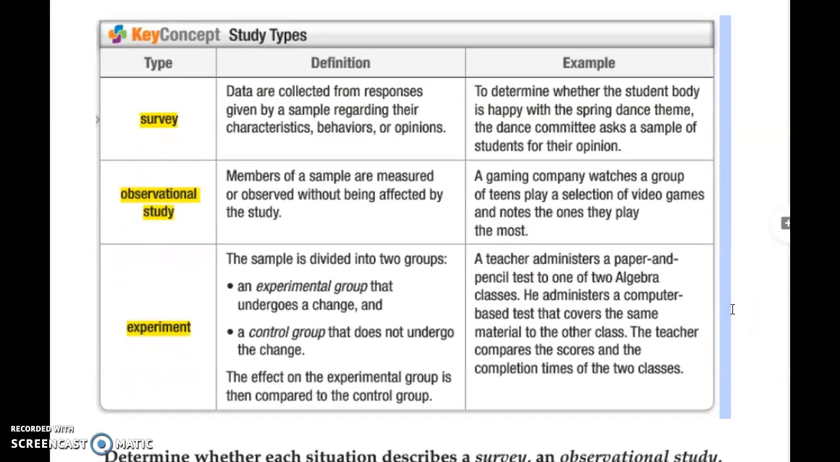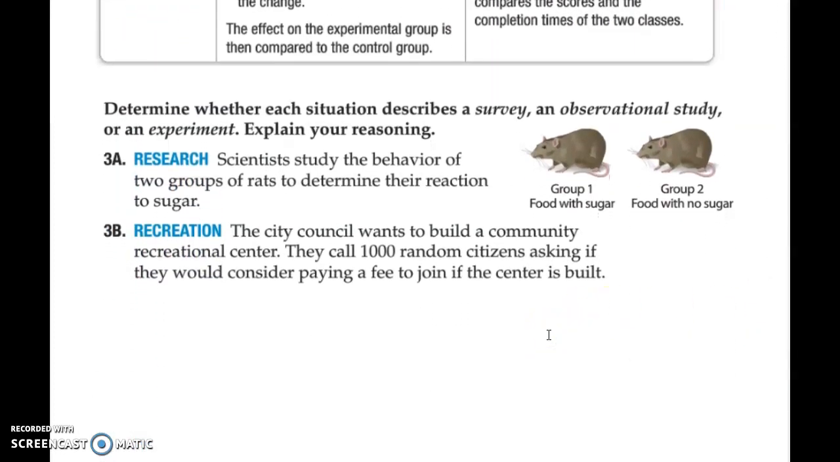Okay, so let's do a couple examples. We have some rats, and scientists study the behavior of two groups of rats to determine their reaction to sugar. One group got food with sugar, the other group got food without sugar. Would this be a survey, observational, or experiment? Well, since I did specifically change that one group got sugar and the other group didn't, this one would be experimental. The city council wants to build a community recreational center. They call 1,000 random citizens asking if they would consider paying a fee to join if the center is built. Survey, observational, or experiment? That one would be survey. There was a direct question asked and a direct answer.